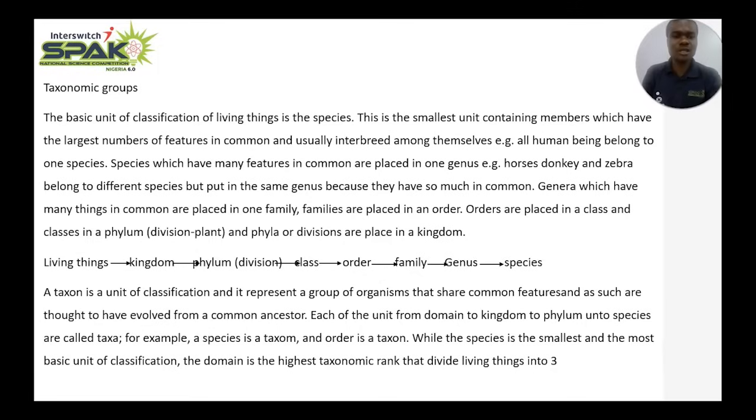And the basic unit of classification of living things is the species. It is the smallest unit that contains members which have the largest numbers of common features.